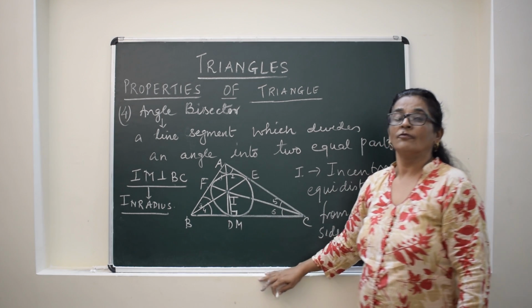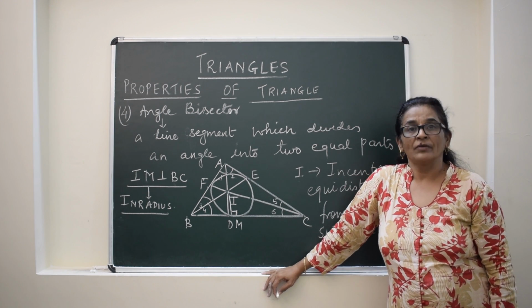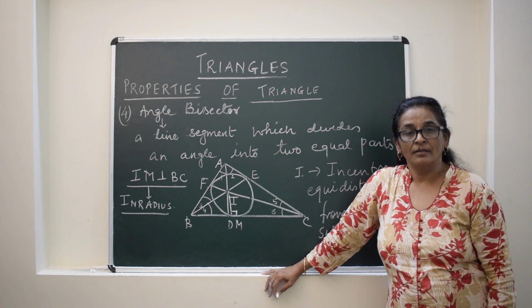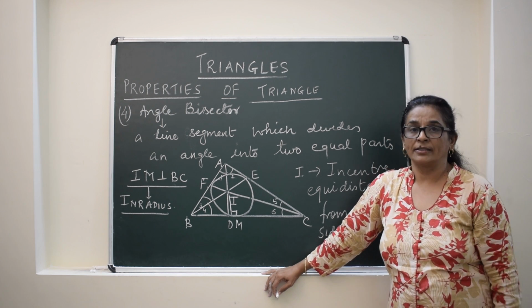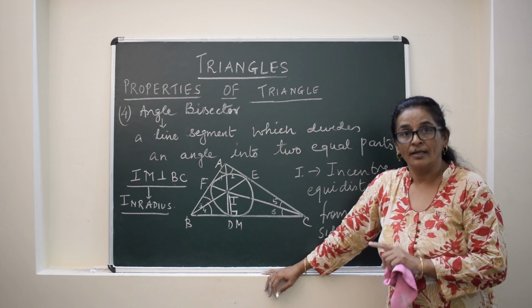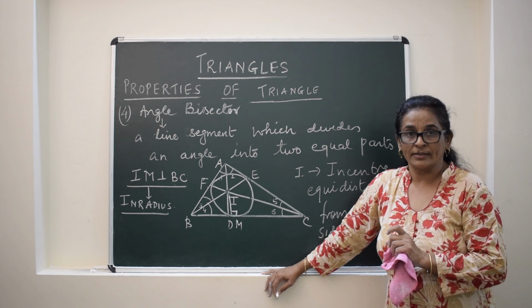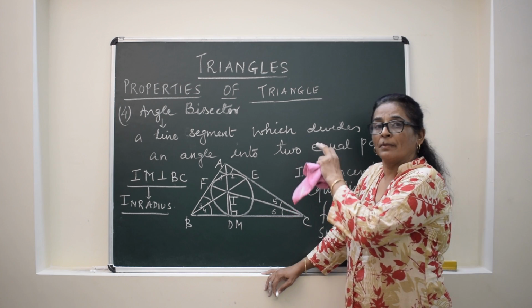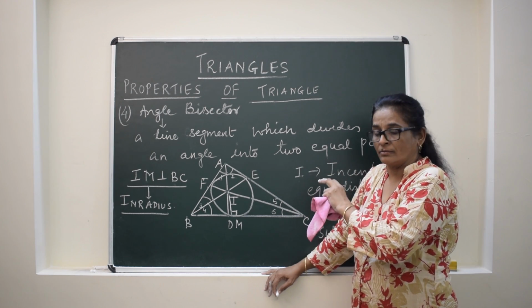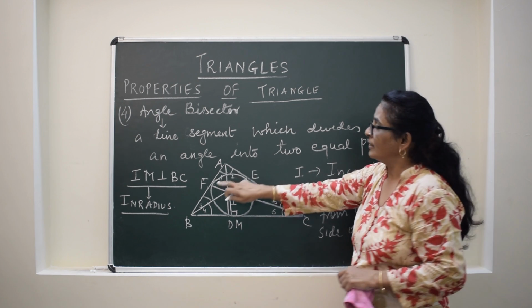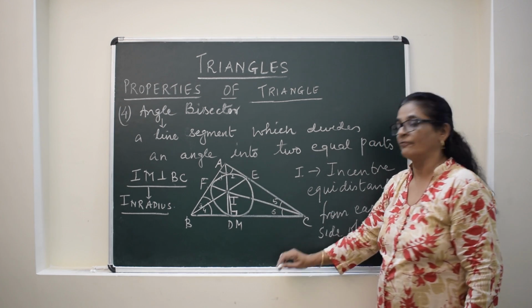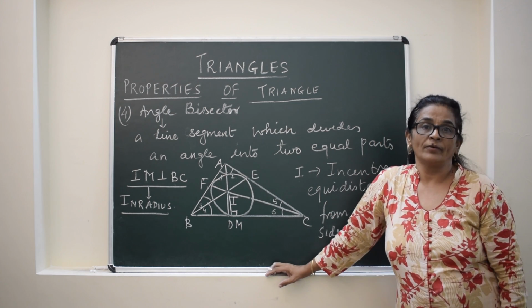So we have seen four special properties which are based on median, altitude, perpendicular bisector and angle bisector. Medians gave centroid and altitude gave orthocenter, and we saw perpendicular bisector gave us circumcenter, and angle bisectors will give incenter. So these are the four special properties of a triangle.